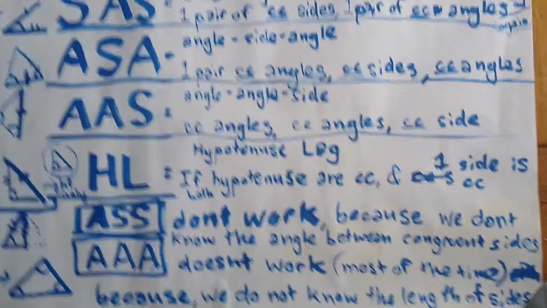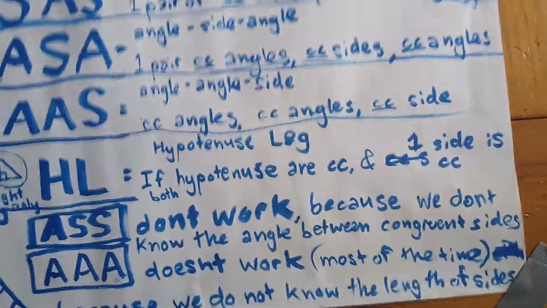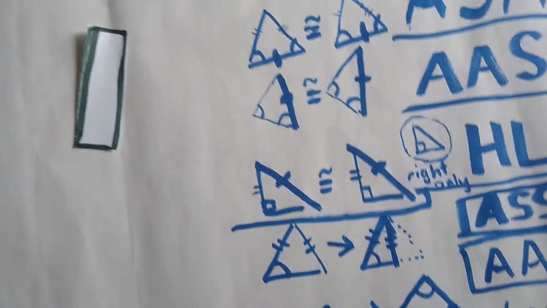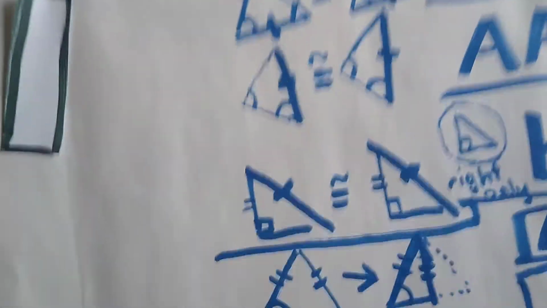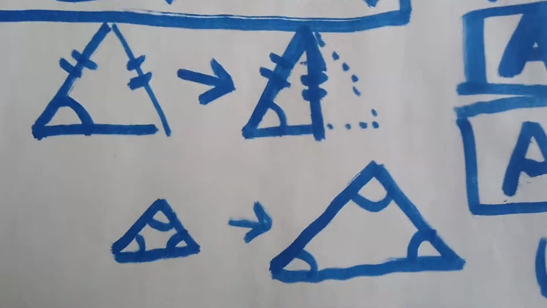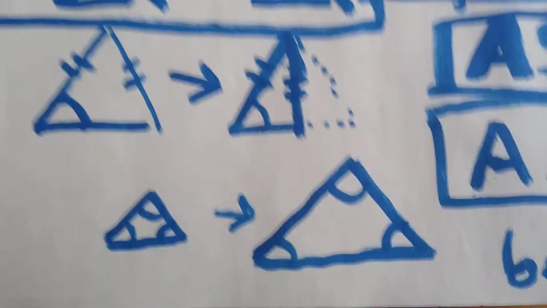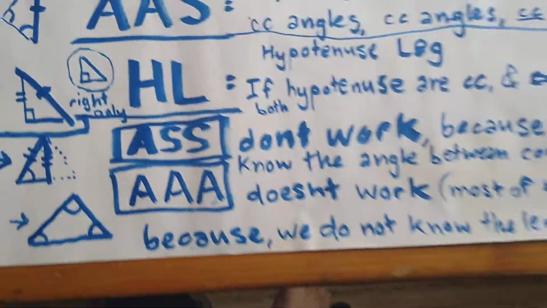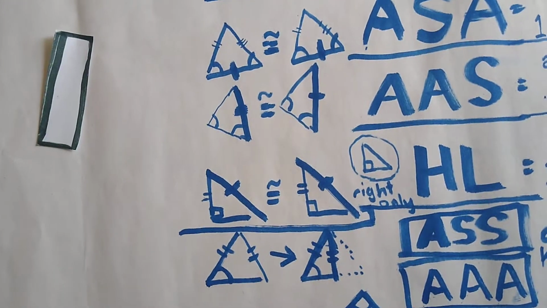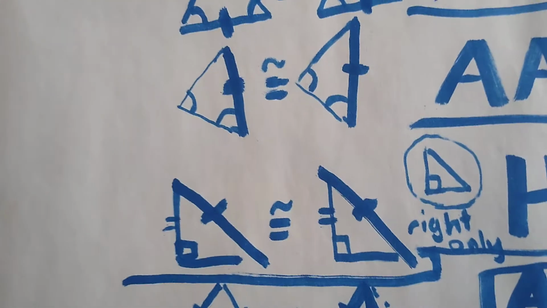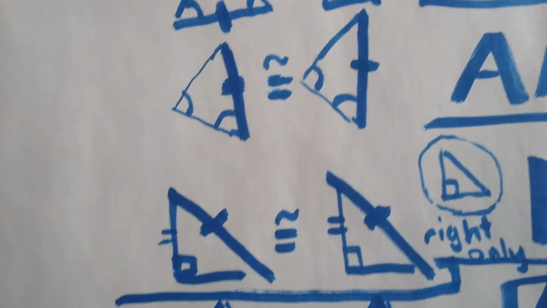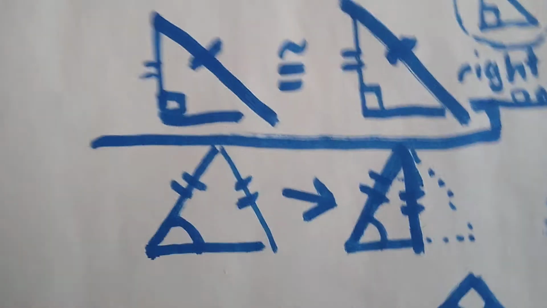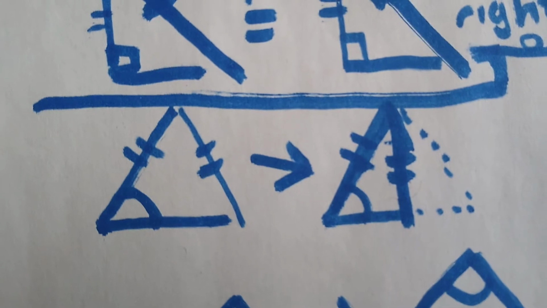Angle angle angle doesn't work most of the time because we don't know if the sides are congruent because we only know the angles. So it could be a different size and still have the same angles. And then angle side side doesn't work because we don't know the angle between the 2 congruent sides. So we could ultimately just shorten it and it would still be the same thing. And that's why it doesn't work.